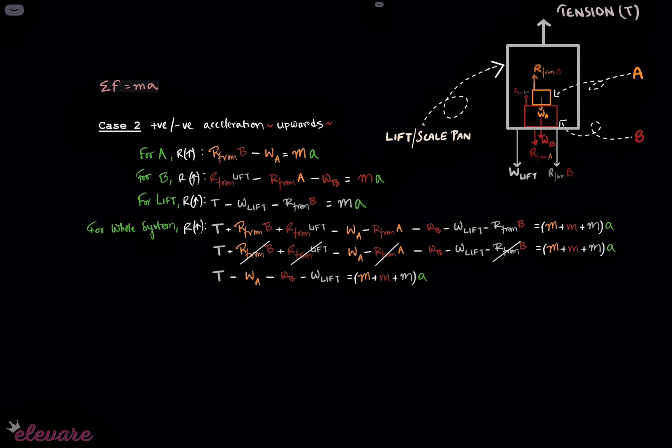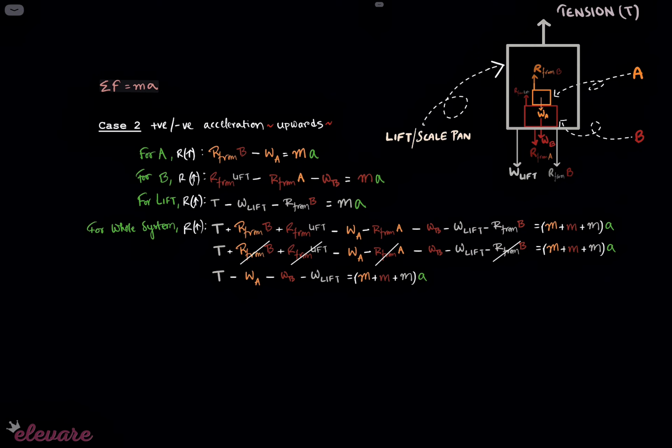All right. If you move on to B, the same thing. We're just going to look at the forces that are being exerted on box B, which is the reaction from the lift acting upwards minus reaction from A minus the weight. We add the minus because they're in the opposite direction to which we took positive, equal to the mass times acceleration. Quite easy. We're just using the formula resultant force is equal to mass times acceleration.